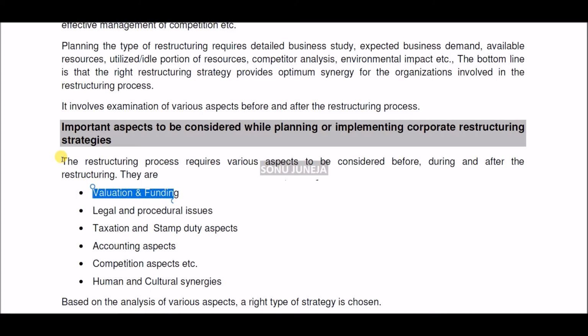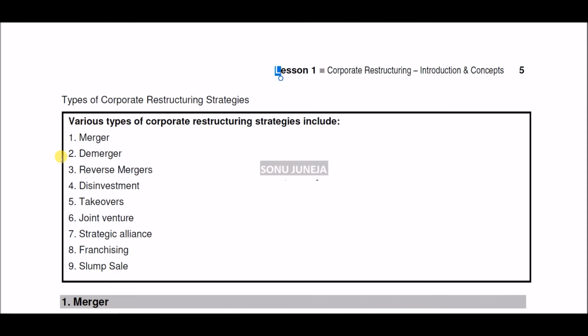Valuation and funding, which we will read in detail, thanks to the institute. Then legal and procedural issues, taxation and stamp duty aspects. All of this you will learn in the informative book. Accounting aspects, competition aspects, human and cultural synergies. Now, based on the analysis of various aspects, the right type of strategy is chosen.